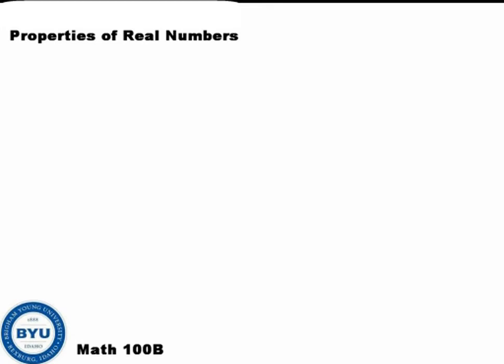Hello and welcome back to section 1.7, where we're going to be talking about the properties of real numbers. Now that we know how to add, subtract, multiply, and divide, we can now discuss some of the properties, the laws that form algebra and mathematics. And so let's go ahead and get started.